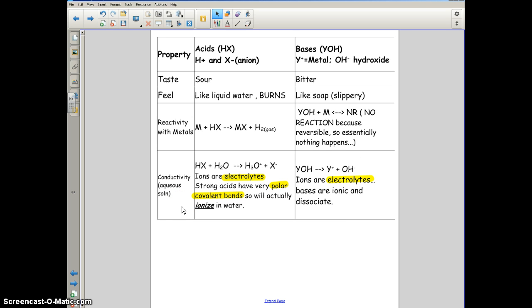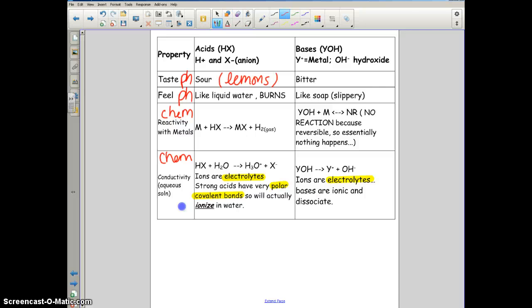These are all physical at the top. So taste is a physical property, feel is a physical property, reactivity is a chemical property, conductivity is a chemical property. So these are going way back to Unit 1. Acids taste sour. You know that because you've had lemons before. I'm sure that you've had some sort of citrus fruit in your mouth. Bases are bitter. If you ever were that child that got soap in your mouth when you were a kid, then you also know that they are bitter.